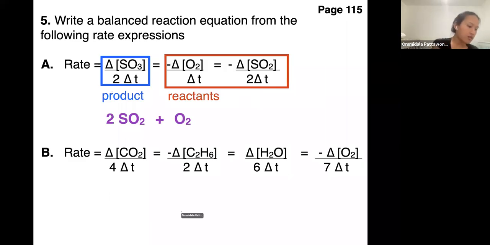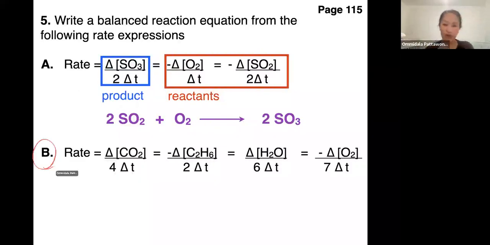Since this denominator is 1, it's going to be just 1 in front of oxygen, and then that is going to lead to sulfur trioxide, 2 of them. Okay. All right, I want you to actually complete this real quick on your own and resume the video again when you're done. Now let's check your work together.